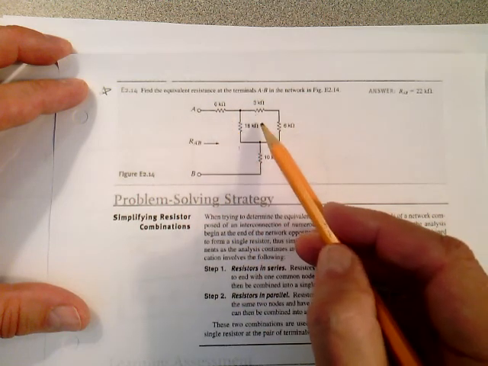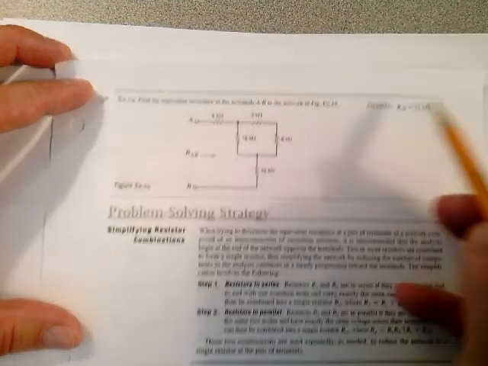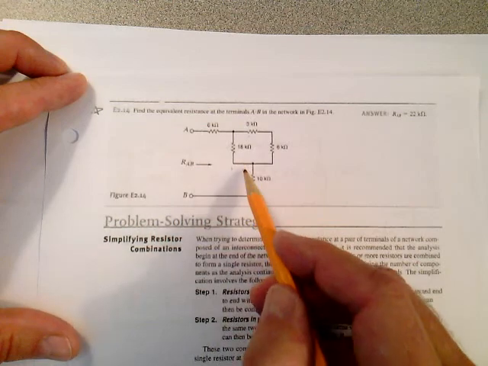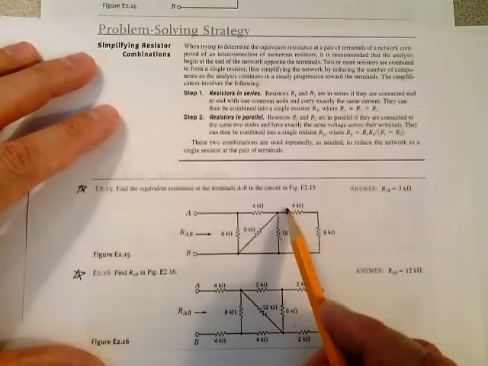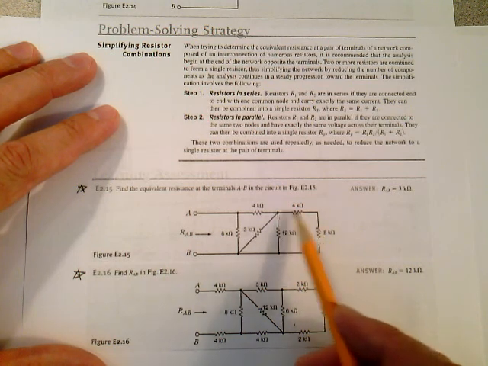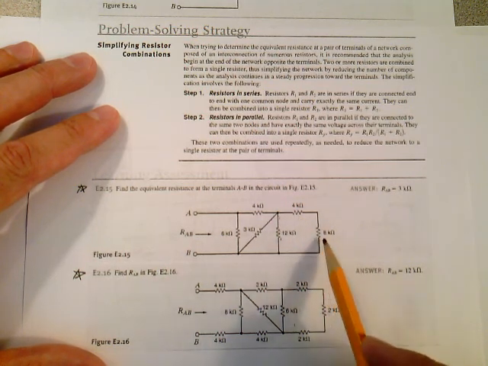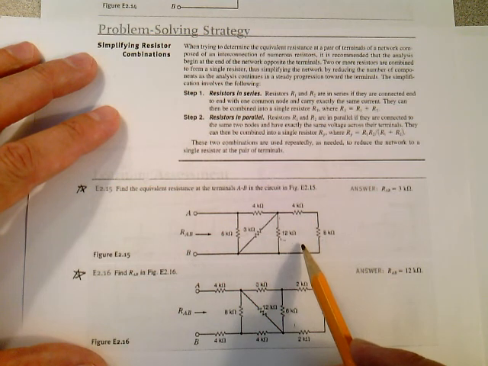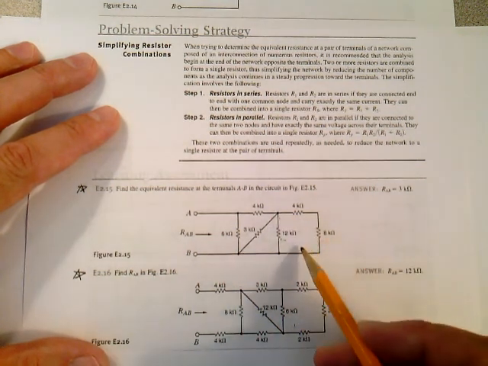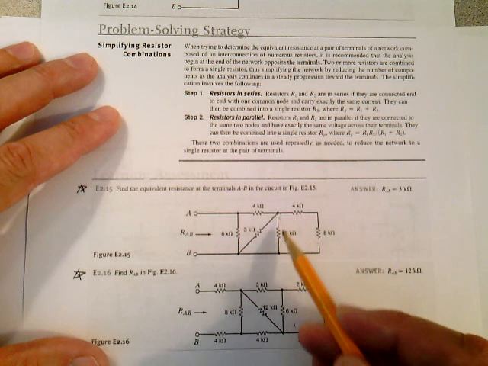So 6K plus 6K plus 10K is 22K ohms. You did that one in your head. Let's do this one. We have the 4K and the 8K, which is 12K. They're in series. And that 4K and that 8K making 12K is in parallel with 12K. So you have 12K in parallel with 12K, which gives you 6K from here to here.